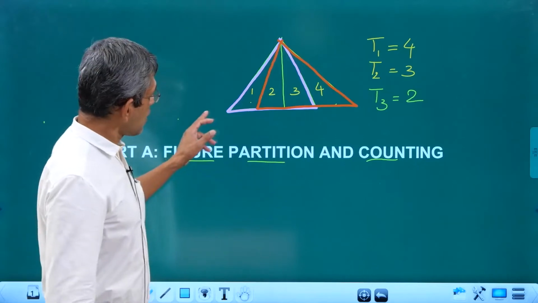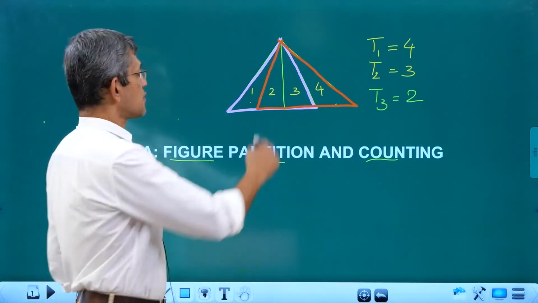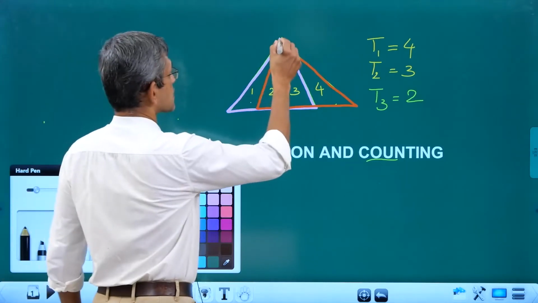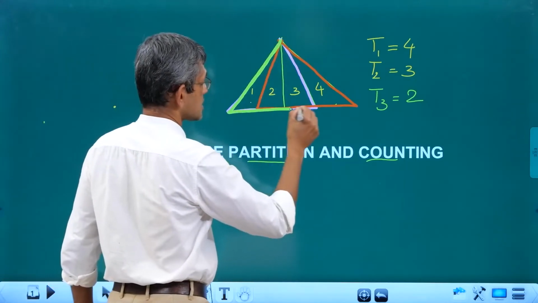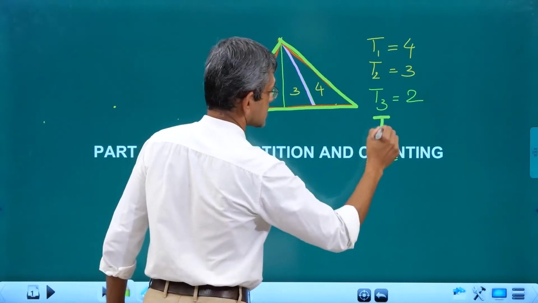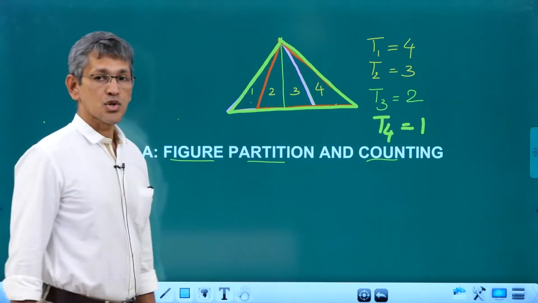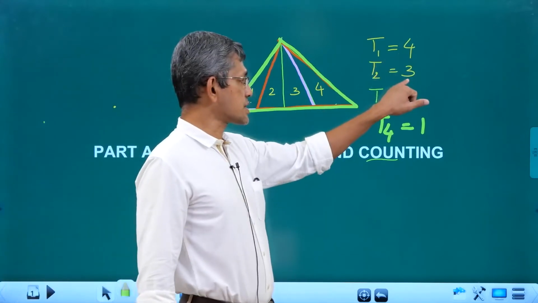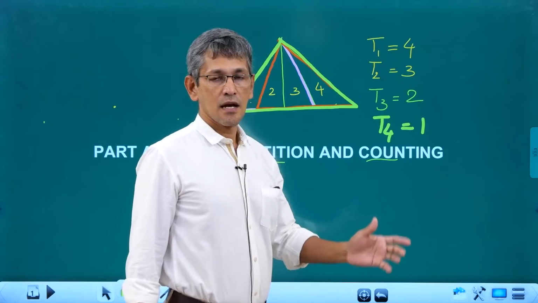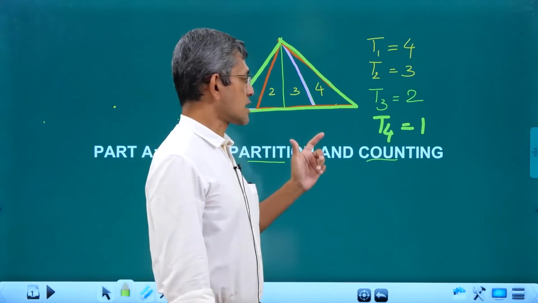And how about we take all these 4 pieces together? We get a large triangle, right? So the large triangle, 4 pieces together. So ultimately, T4, we have one triangle. So how many triangles are here? 4 plus 3, 7. 7 plus 2, 9. 9 plus 1, 10. Well, we got 10 triangles altogether.